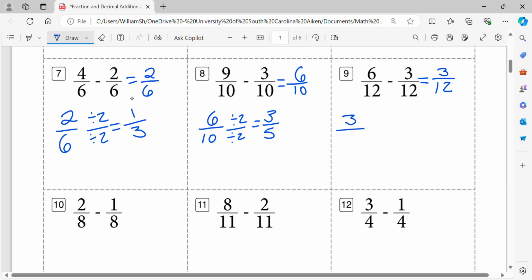3/12 does reduce. Now what goes into both 3 and 12? It's not 2. 3 will go into both. So I'm going to divide both by 3. 3 divided by 3 is 1. 12 divided by 3 is 4. So I'm able to reduce 3/12 into 1/4.